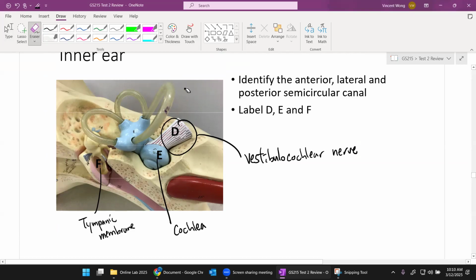All right. Three semicircular canals here. This one is the anterior. It detects nodding of the head. This one is posterior. It is for detecting tilting your head to the side. If you try to touch your shoulder with your head, that kind of movement, tilting of the head. And then this one is the lateral. It's for shaking your head.